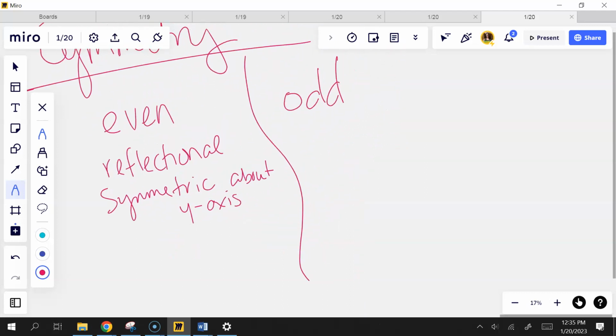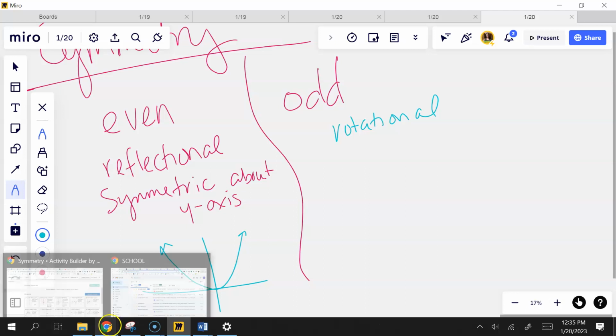A good example would be a parabola, the parent quadratic graph. That is symmetrical about the y-axis. It is an even function. Odd is also what we call rotational symmetry, which means if you rotate it 180 degrees, it maps back onto itself. Okay, so let me show you.